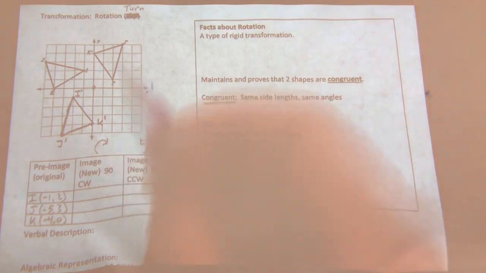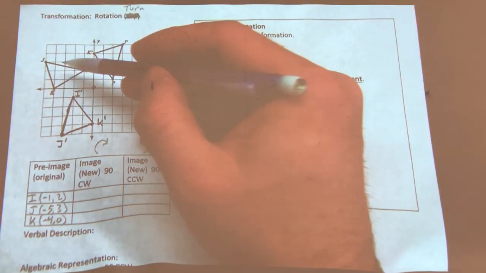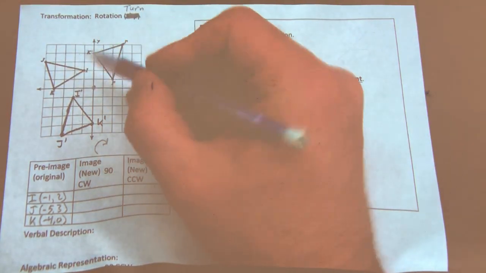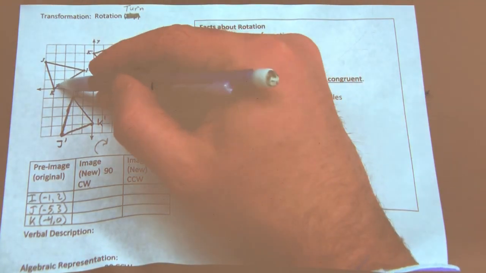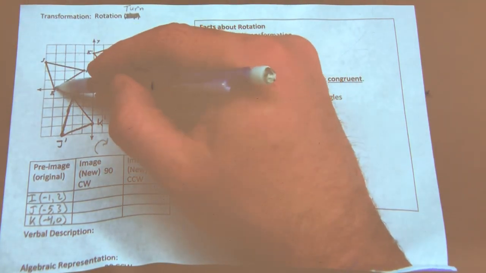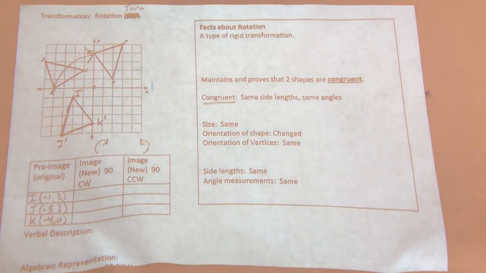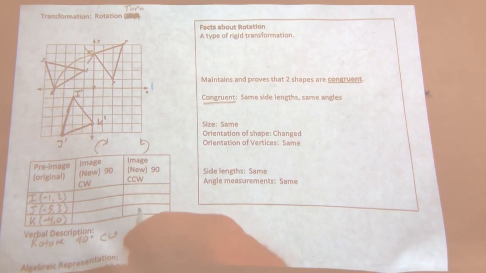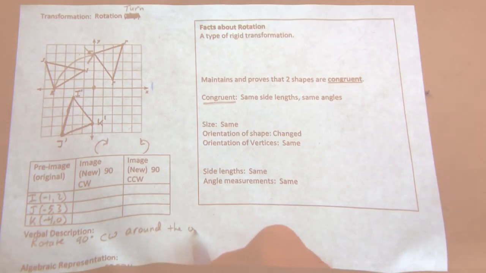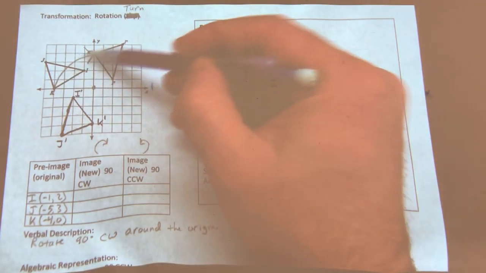So let's look at these moves and see some tricks about them. So for example, this first one we'll do, let's do a 90-degree rotation. So we're going to rotate IJK 90 degrees clockwise. So that first move would be rotate 90 degrees clockwise around, or sometimes people say about, the origin. So that's this move, to rotate this shape here.